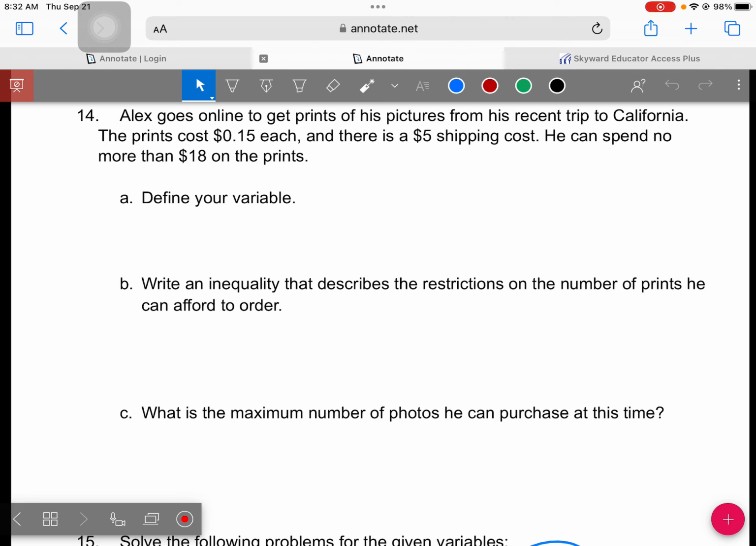Here we go. Alex goes online to get prints of his pictures from his recent trip to California. The prints cost 15 cents each. There is a $5 shipping cost. He can spend no more than $18 on the prints. Define your variable. What is unknown here? How many prints? Okay, so what do we want to call that?